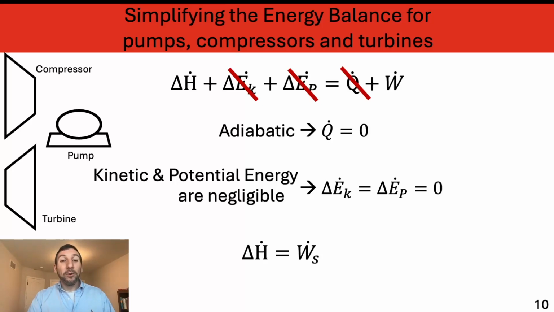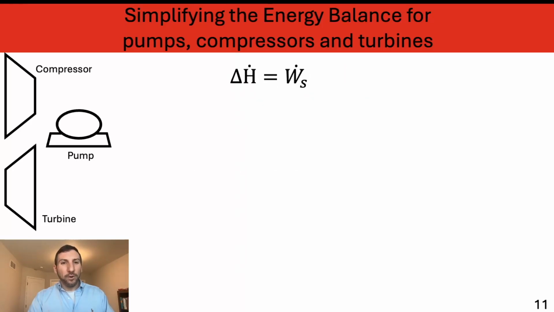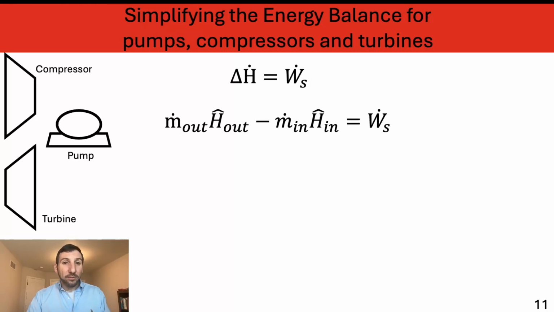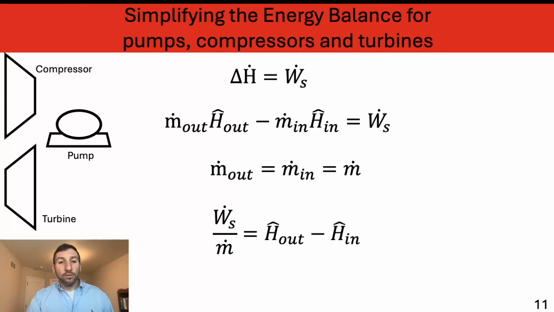And just like we've done before, we're going to take this equation and we're going to further simplify it down. So with my change in enthalpy, we have an outlet and inlet enthalpy term. We also know that with my mass flow rates, mass coming in is going to equal mass coming out because I only have one inlet and one outlet for each of these different unit operations. And because of that, we can write this as an m dot, and we can divide m dot out to the other side with work. And that's going to leave me with that shaft work over m dot is equal to my outlet specific enthalpy minus my inlet specific enthalpy.